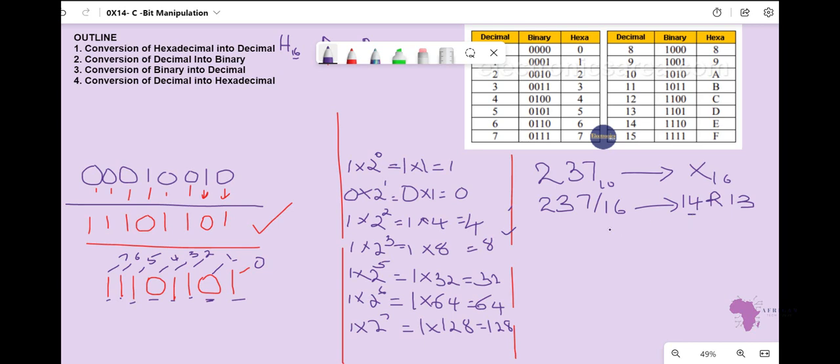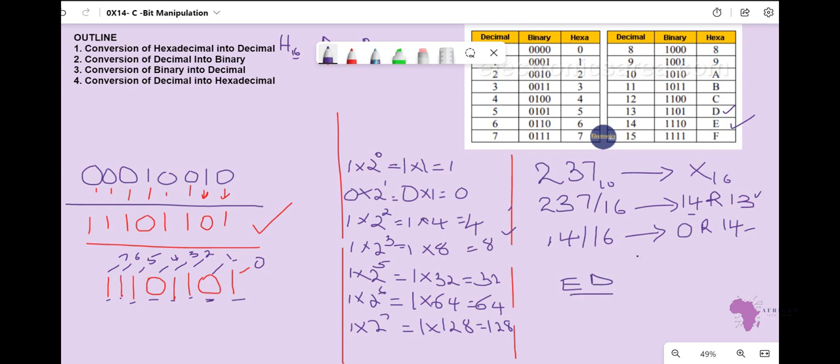Then now we divide this 14 again. 14 divided by 16, which you all know is not enough, so it goes 0 times with remainder 14. But in hexadecimal, what do we mean by 14 and 13? In hexadecimal, 14 is this one, which represents E. And 13 represents D. We begin in the reverse order, which means instead of 14 we will write E, and instead of 13 we will write D.